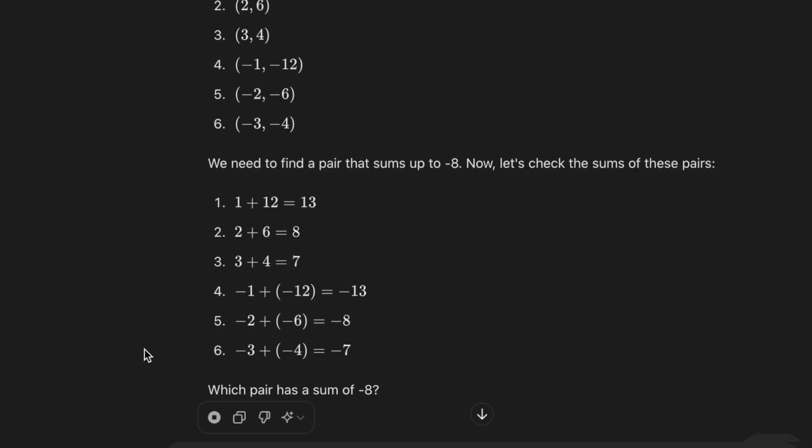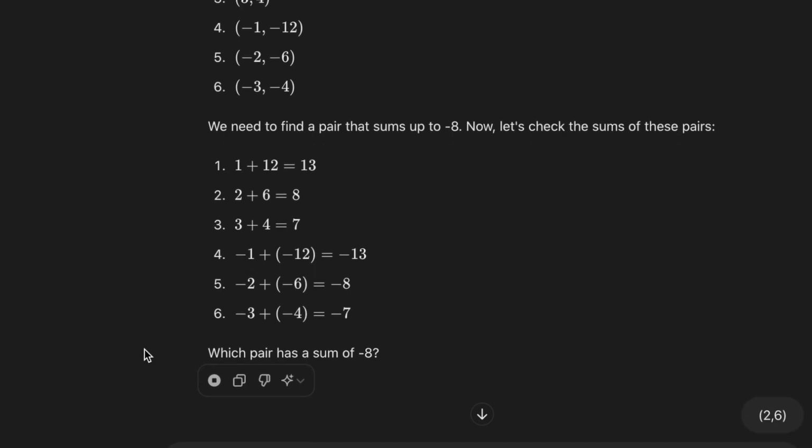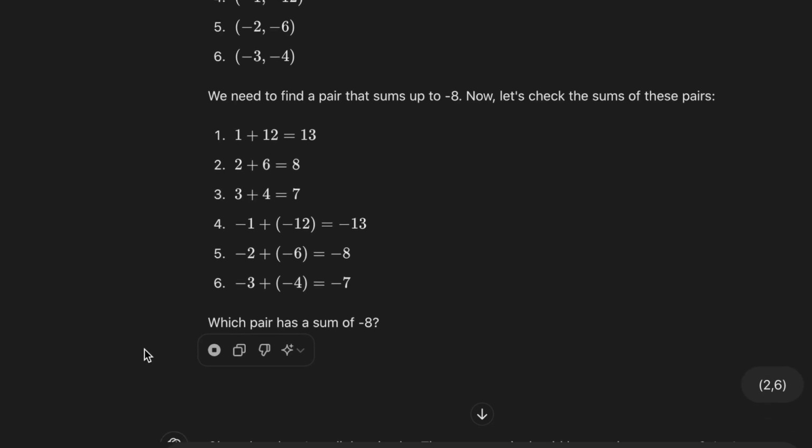1. 1 plus 12 equals 13. 2. 2 plus 6 equals 8. 3. 3 plus 4 equals 7. 4. Negative 1 plus negative 12 gives negative 13. 5. Negative 2 plus negative 6 equals negative 8. Which pair has a sum of negative 8? After 2 seconds of thinking, my answer for this question is 2 and 6.